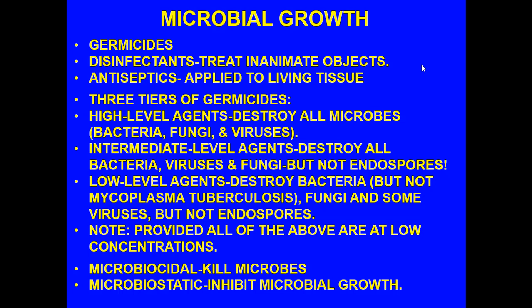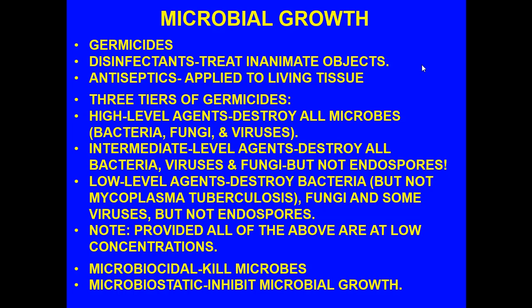Now, there are three tiers of germicides: high, low, and intermediate. In the high level agents, these destroy all microbes, bacteria, fungi, and viruses. The intermediate level agents destroy all bacteria, viruses, and fungi, but cannot or do not destroy endospores. Low level agents destroy bacteria, but not Mycobacterium tuberculosis. They will destroy fungi and some viruses, but not endospores.